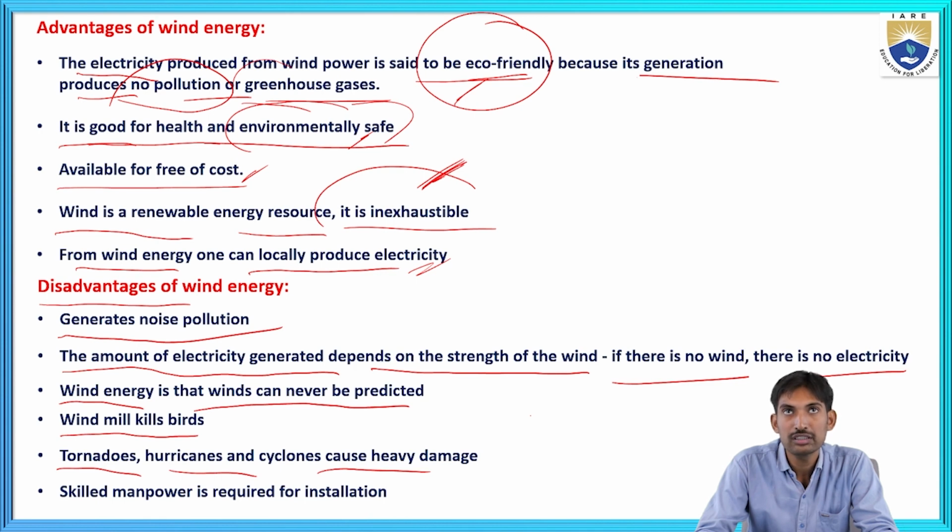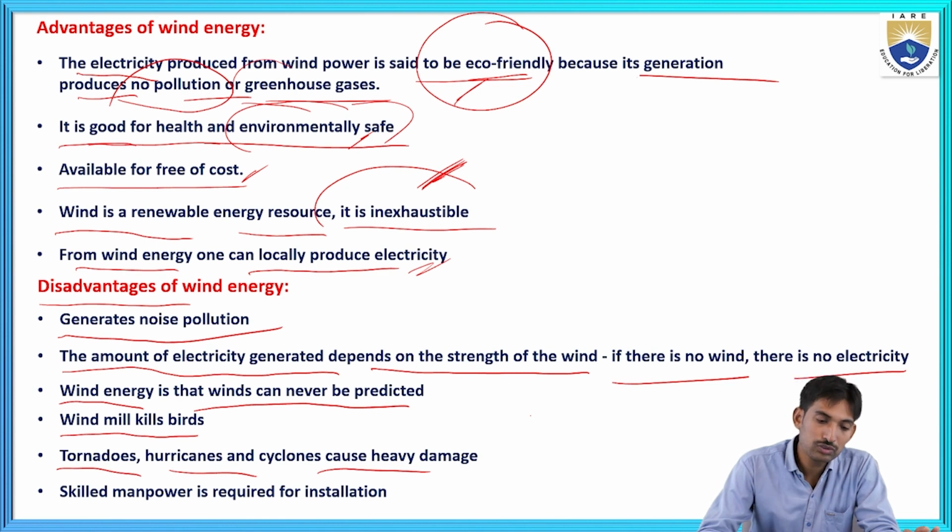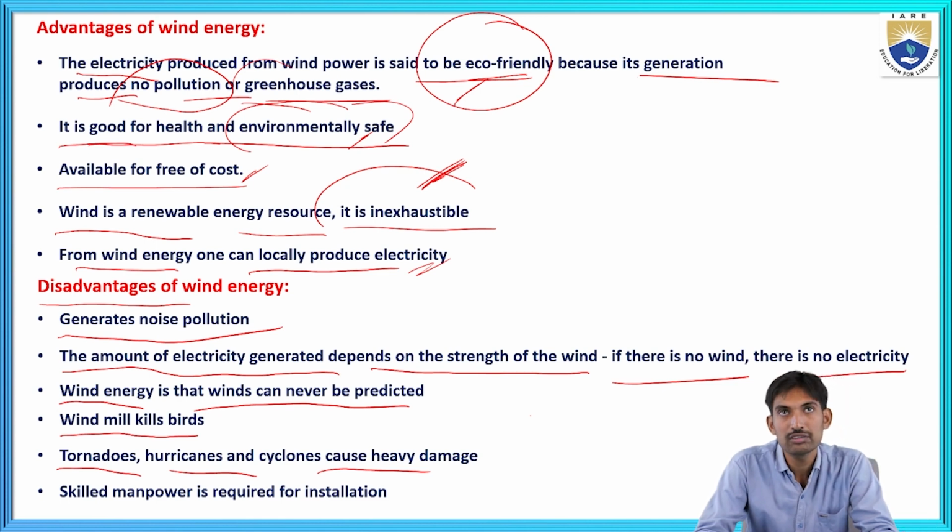The advantages of wind energy: the electricity produced from wind power is said to be eco-friendly. Wind energy is eco-friendly because its generation produces no pollution. While producing wind energy, it will not produce any noise pollution or greenhouse pollutants. It is good for health and environmentally safe.